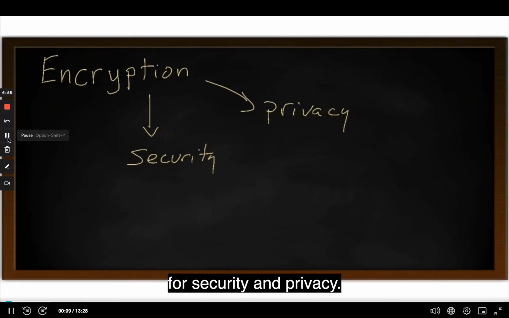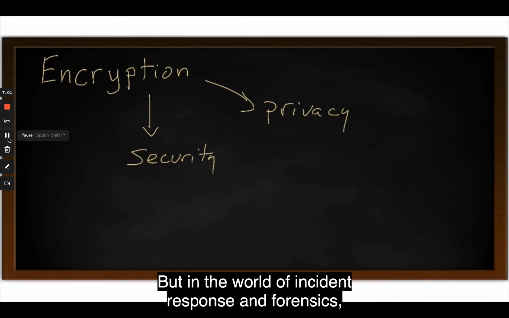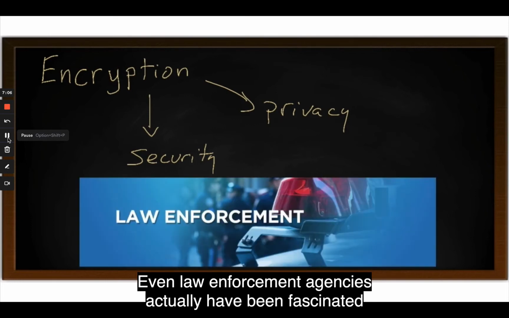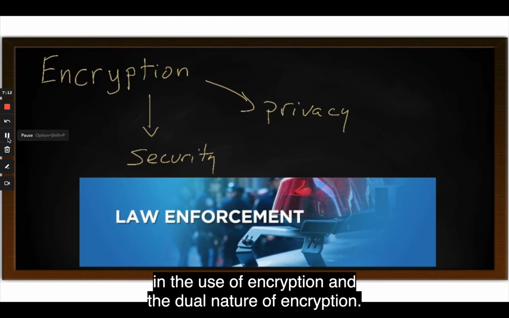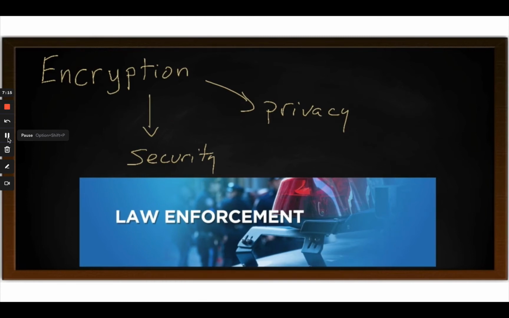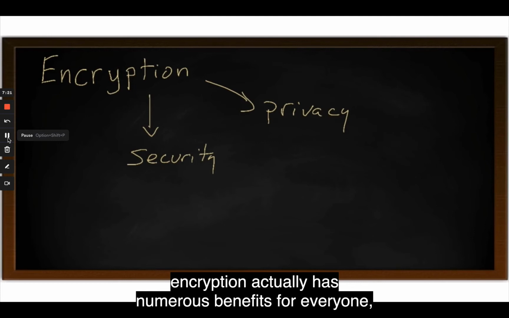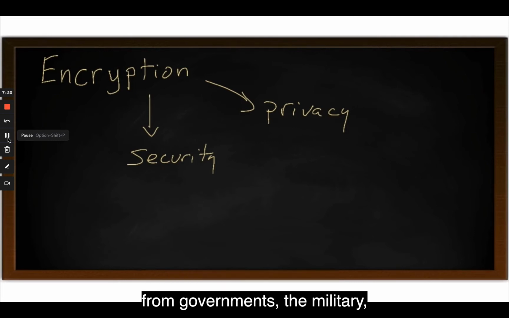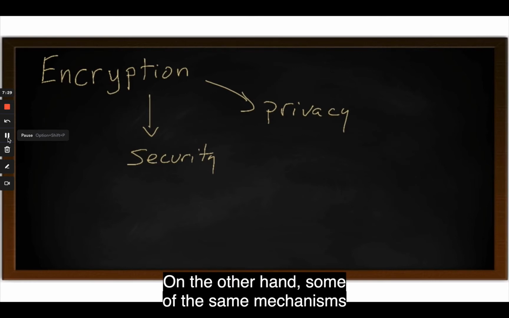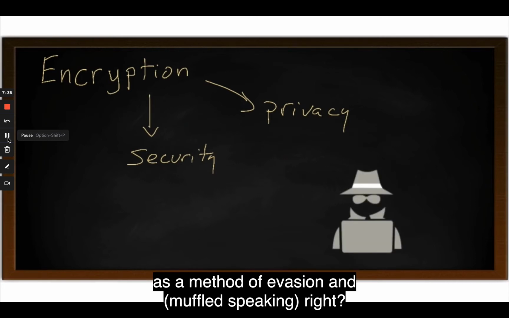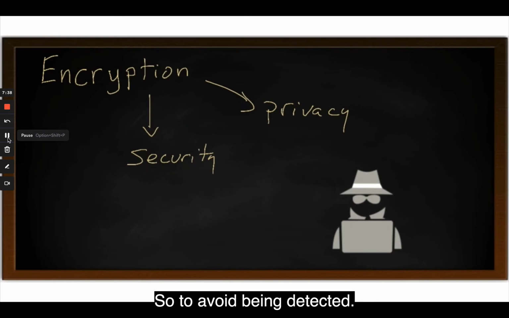Encryption has benefits for security and privacy, but in the world of incident response and forensics, it introduces several challenges. Even law enforcement agencies have been fascinated by the use of encryption and its dual nature. When protecting information and communications, encryption has numerous benefits for everyone from governments and the military to corporations and individuals. On the other hand, some of the same mechanisms can be used by threat actors as a method of evasion and obfuscation, right? So as to avoid being detected.